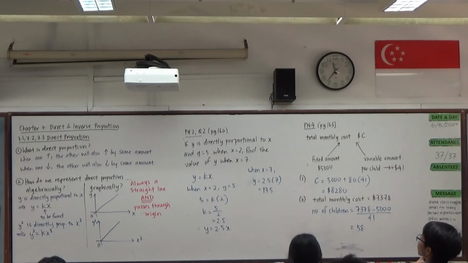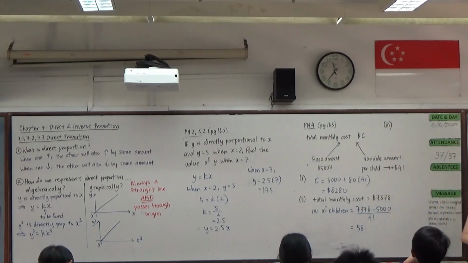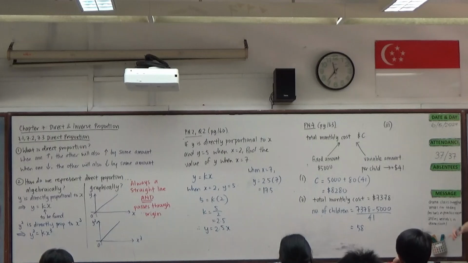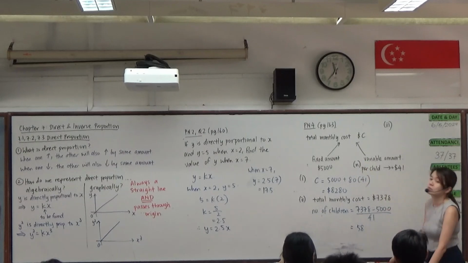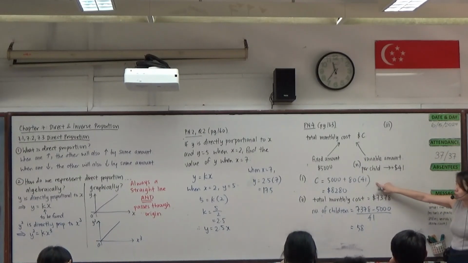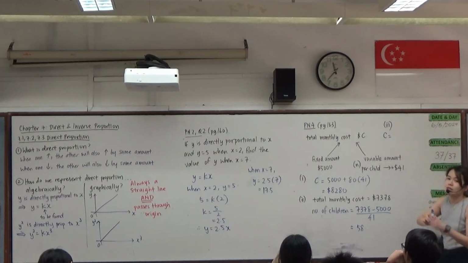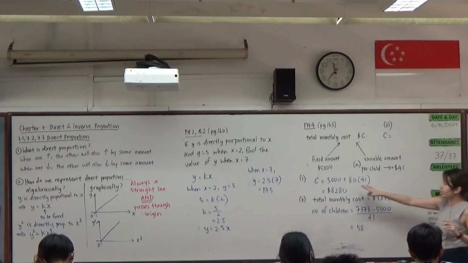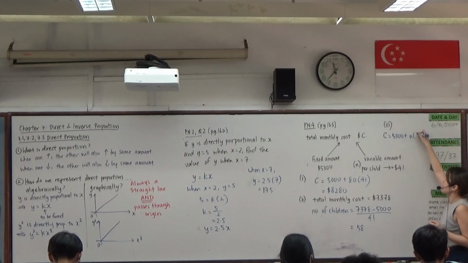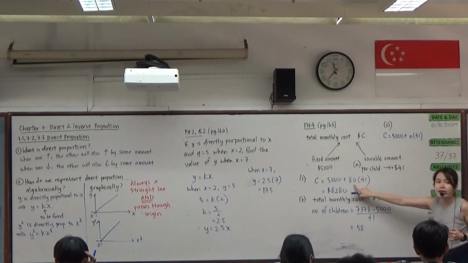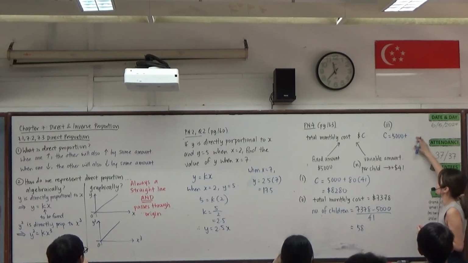Just looking at part 3, I'll just finish up part 3 now. So part 3, a very quick one. They want you to write down the formula where C is the total monthly cost, N is the number of children. Based on this structure that we have in part 1, how do you think we can form this formula? 5,000 must be there, right? Plus N times 41, because N is the number of children. So of course, instead of writing N times 41, we can write it as 41N.